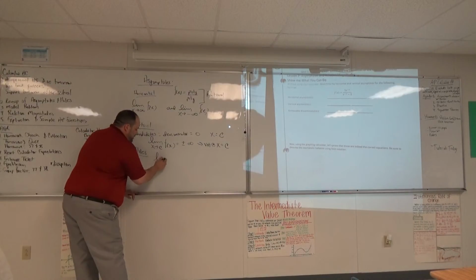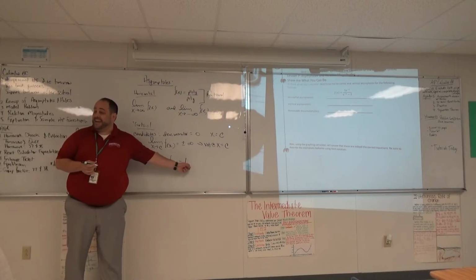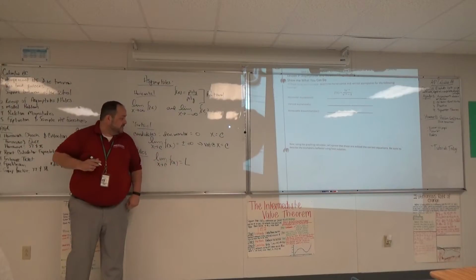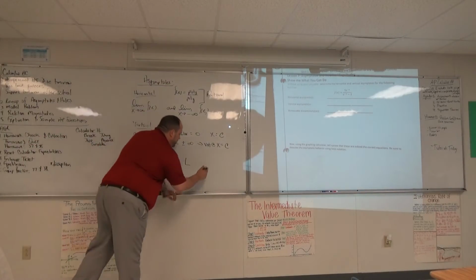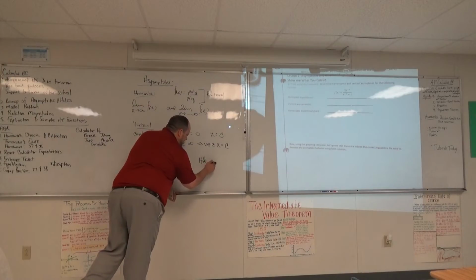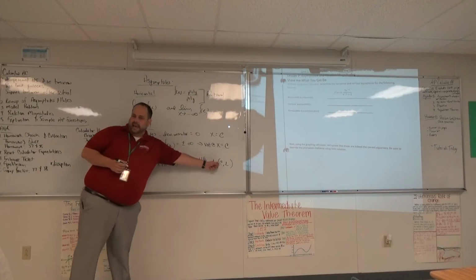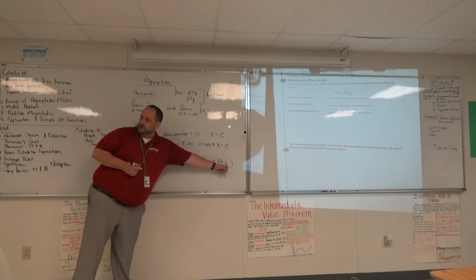But if what you get, the limit as x approaches c of f of x, is some finite number L, like 5, 12, negative 19. Adelaide, do you remember what that tells you? There's a hole in the graph. You have a hole in the graph at the point c comma L. Whatever your candidate is, that's where the hole is, and whatever your limit value is, that's the y coordinate.